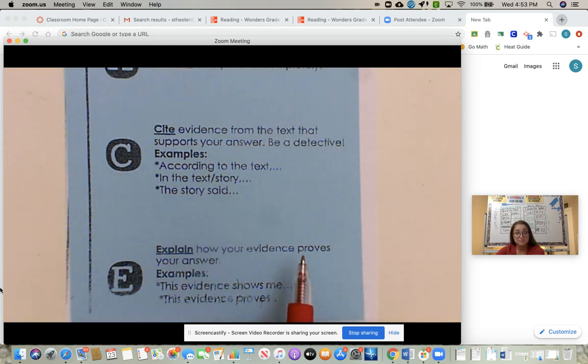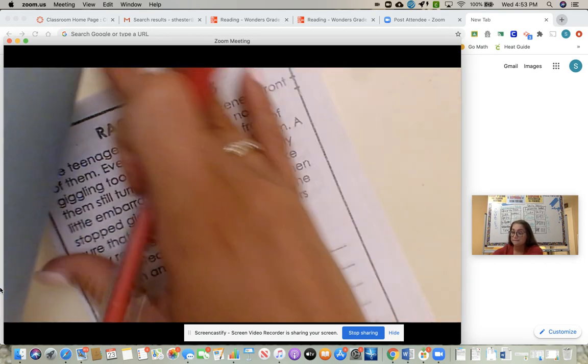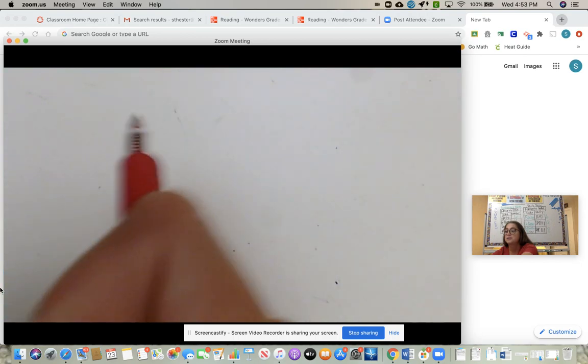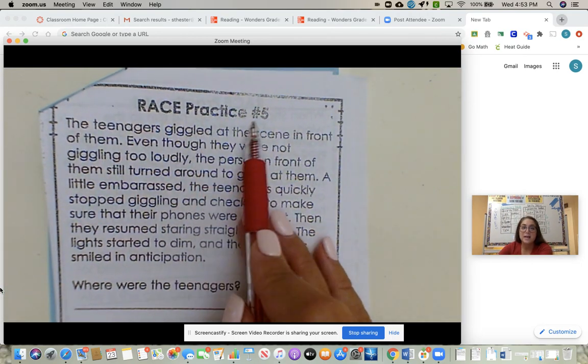So we're going to do that. So bravo to you two. Good job. Everyone else? Not everyone turned it in, but the ones who did try it, I'm so proud of you. You got full credit for trying. Now we need to dive more in because I know you can do it. All right. Flip the page to race practice number 5.